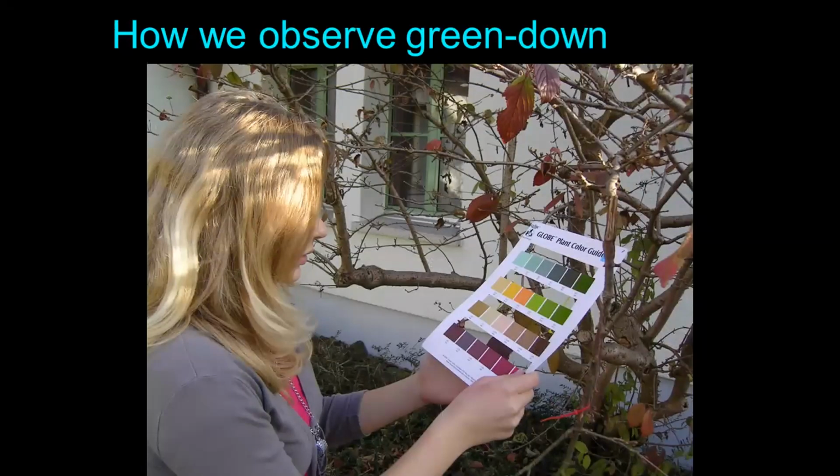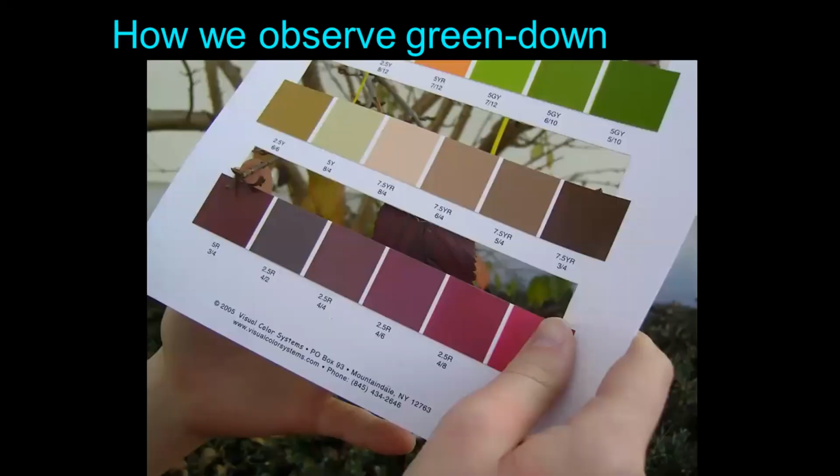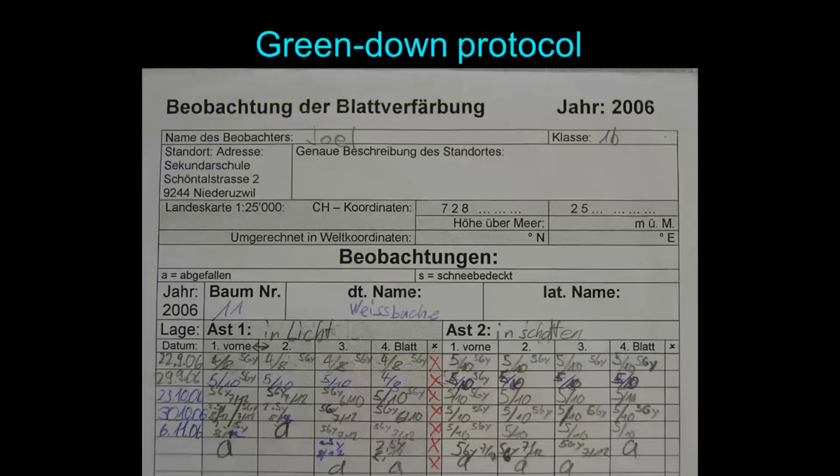And green down, we use the Globe plant color guide, the normal one. And I have also my own protocol. I want the students to have only 1 leaf when they go out and where they can put all the information into 1 leaf.